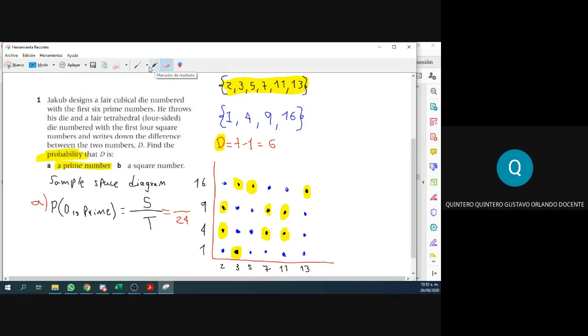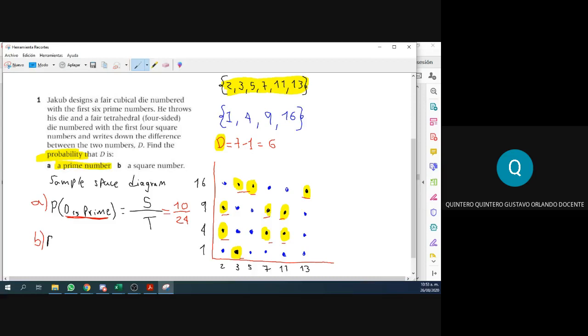Now, what is the success? Well, the success are the options in which D is prime, which are the highlighted ones, the ones that we already highlighted. So all we need to do is just count the highlighted. We have 1, 2, 3, 4, 5, 6, 7, 8, 9, and 10. So the probability is 10 over 24. And just like that, we did the first point. All right, let's go for the second one, B.